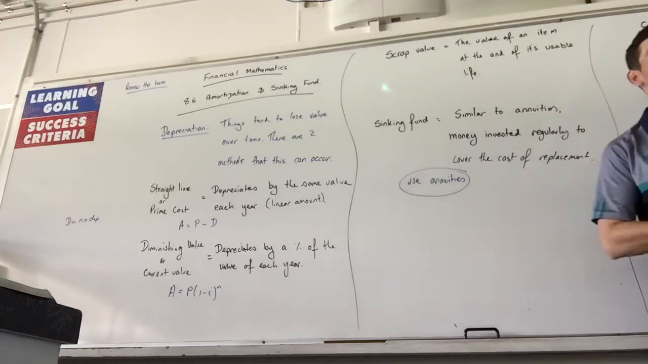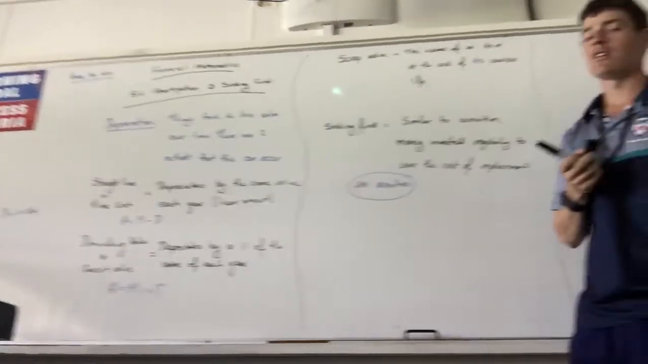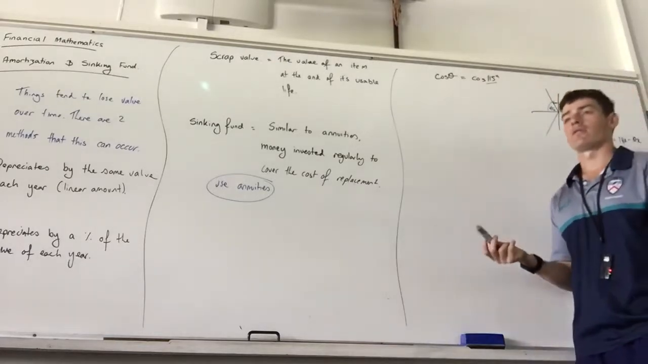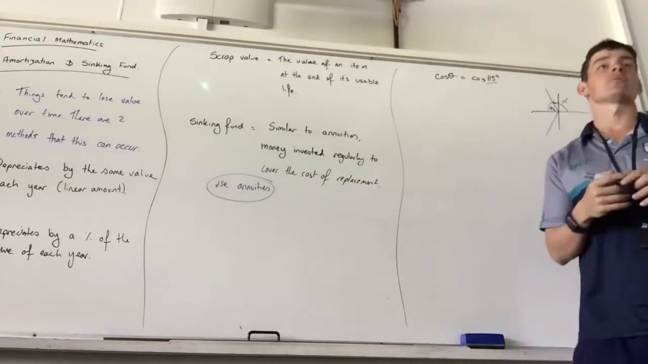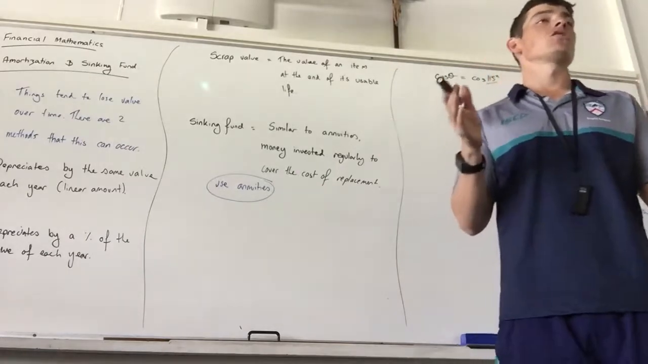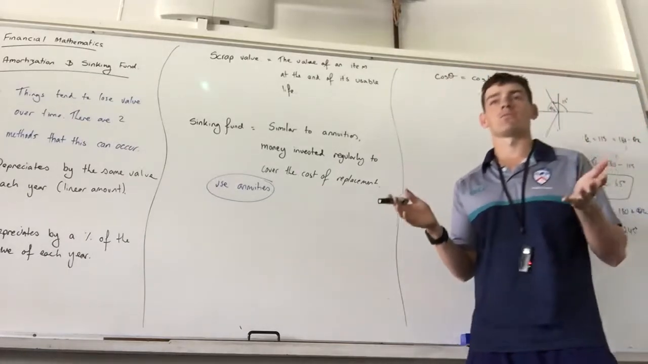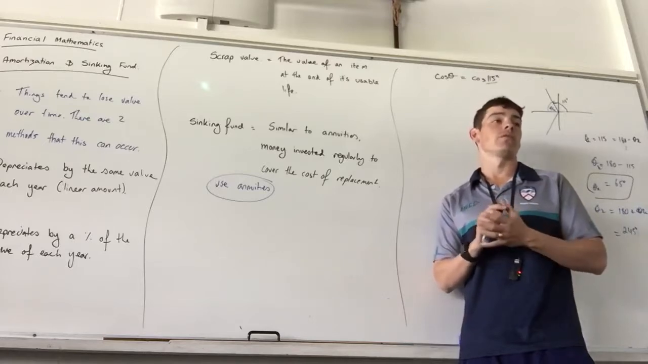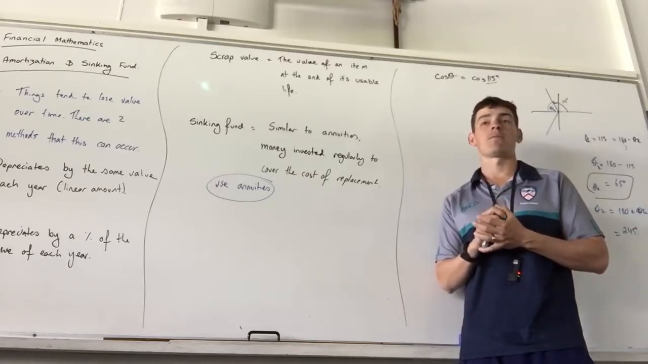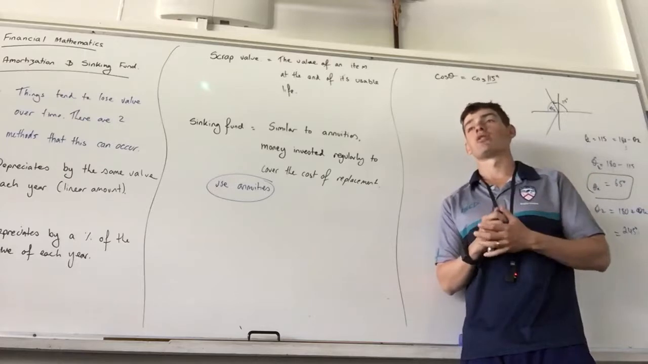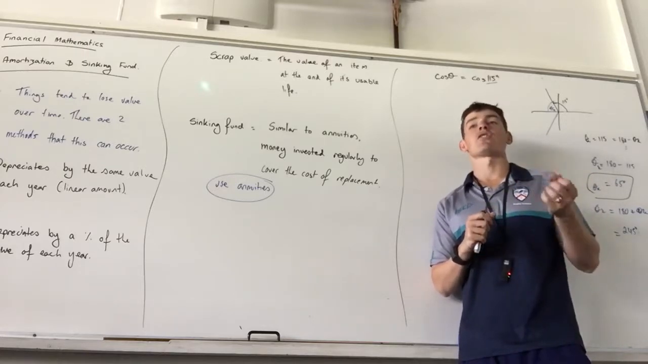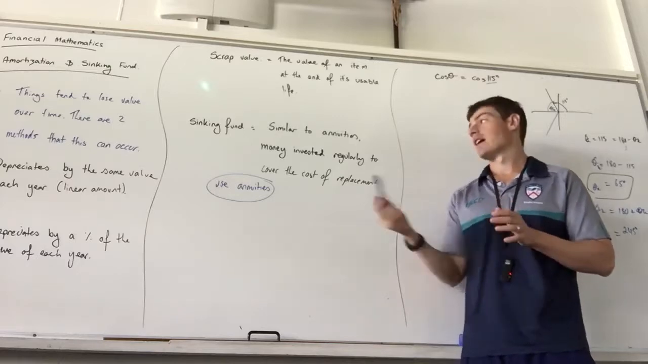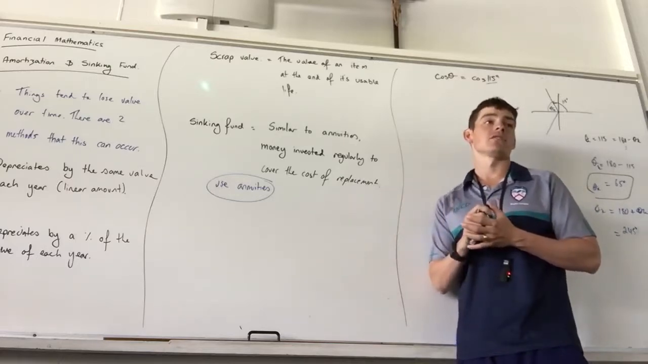Scrap value, okay, it's just more of a vocab thing here. Scrap value is how much an object is worth at the end of its usable life. So if a printer or a car is supposed to last 10 years, the scrap value can obviously be taken into account and taken off the amount required to buy a new one. Happy with that? So if I get $1,000 off my car for scrap value, when I buy my new car, I can take $1,000 off the new car. And that can be accounted for in sinking funds.